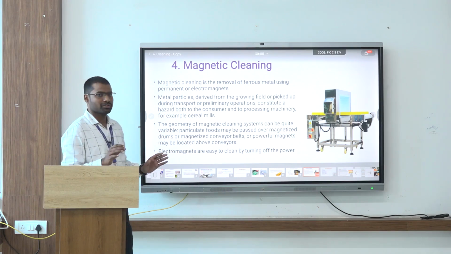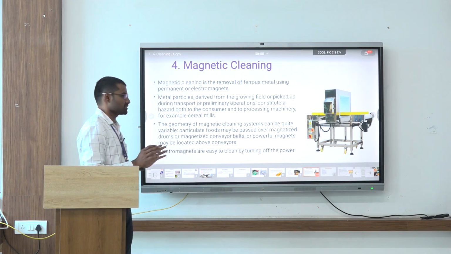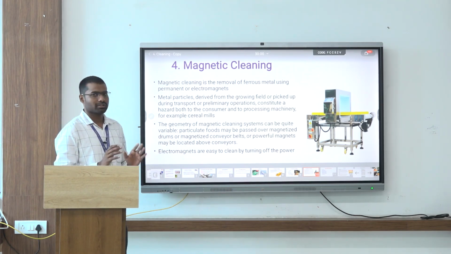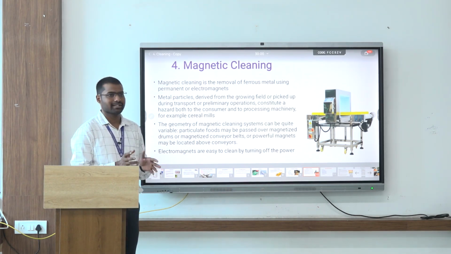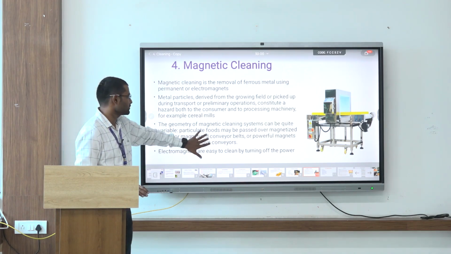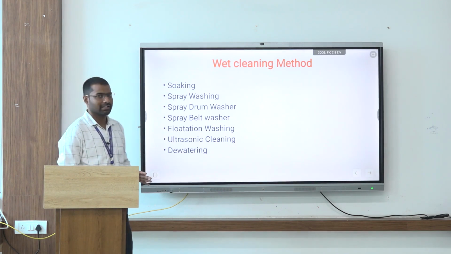And what is the procedure to remove the metal particles which are adhered to the magnets? Simply you turn off the power, so whatever metallic particles are adhering to the magnet will be easily removed. Next one is the wet cleaning method.